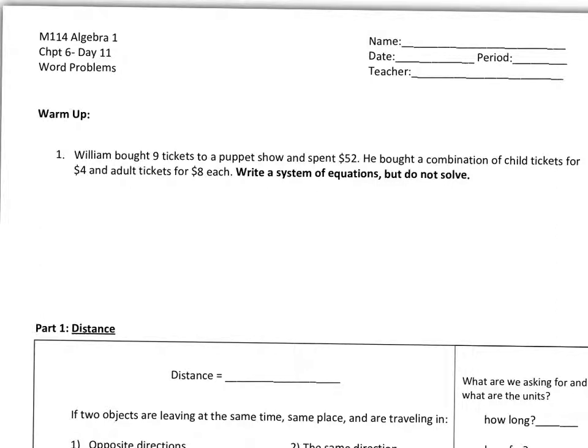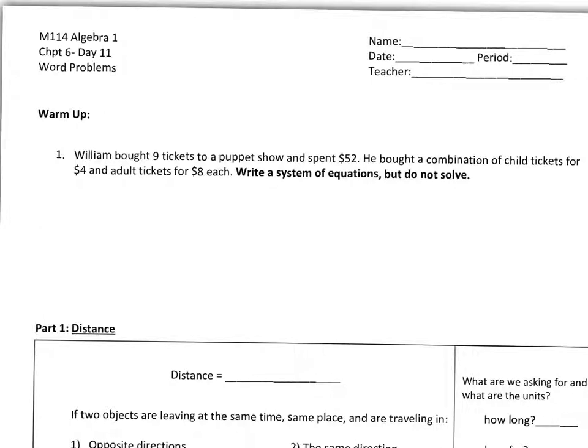William bought 9 tickets to a puppet show, and he spent $52. He bought a combination of child tickets for $4 and adult tickets for $8 each. Write a system of equations, but do not solve. Okay, so remember, just like yesterday, when we have these money problems, you're going to have a total equation that's going to have the amount of tickets sold, and then you're also going to have a money equation.